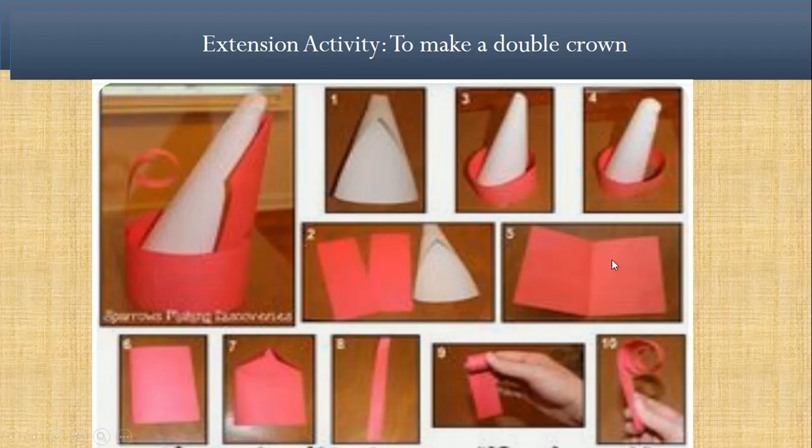Follow the numbers. 5, they've got another piece of red paper and they've folded it in half. I think they've drawn this pattern out, which I don't think you can see here, and then they've cut it out. Then you've got the long strip, curled it up, curled it, and then you've put that bit at the back of your crown there, and then you stick your curly bit at the front.